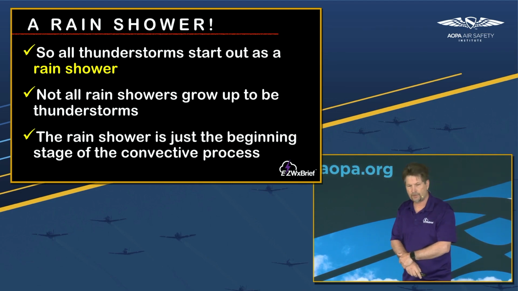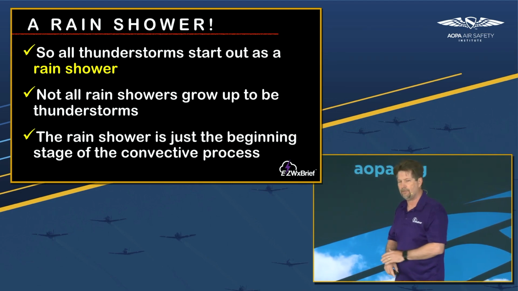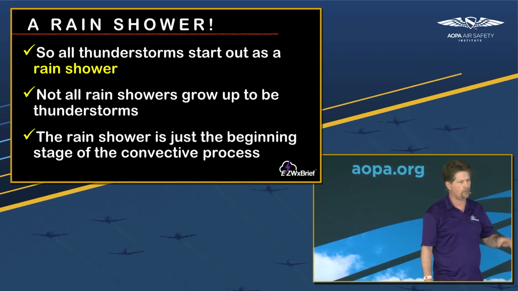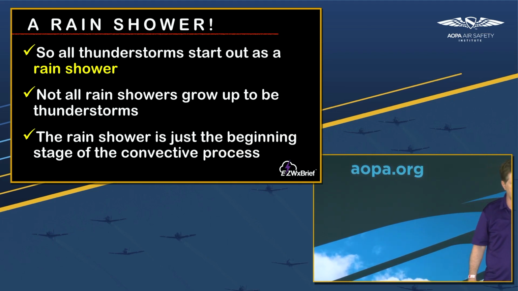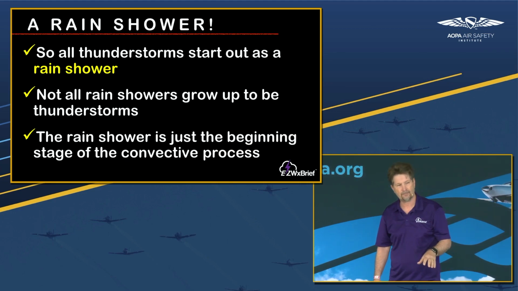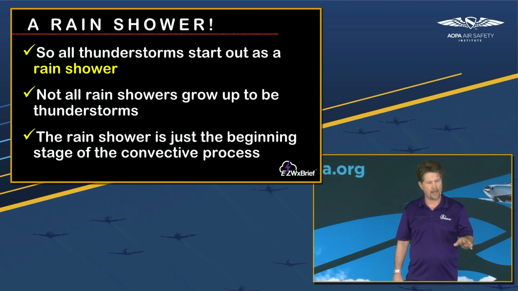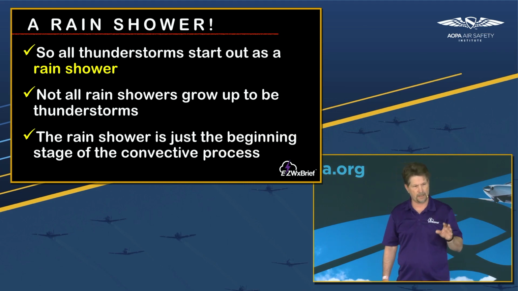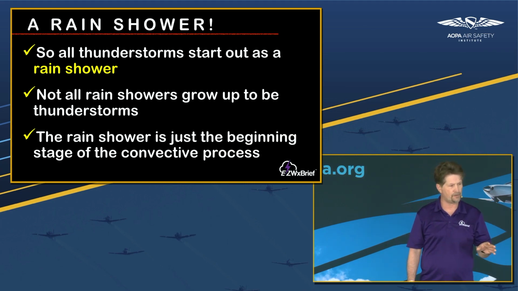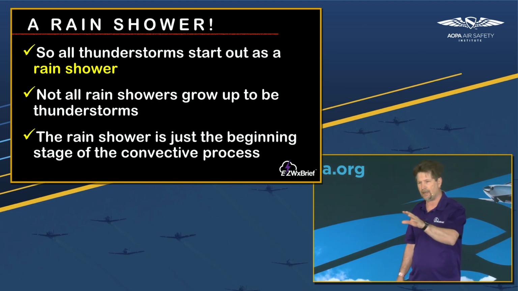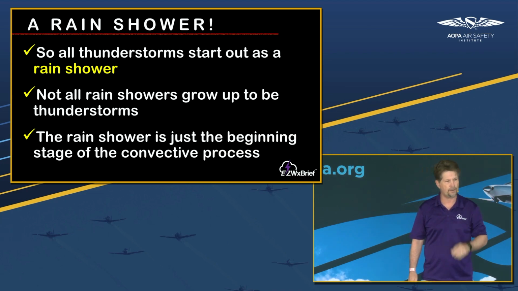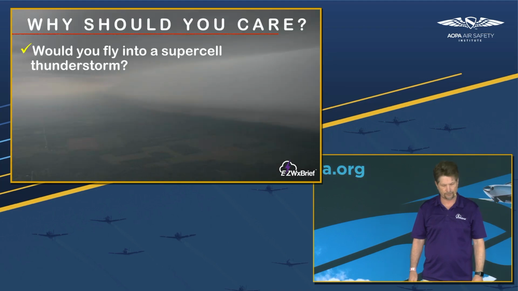So the rain shower itself is just the beginning of the convective process. That's that towering cumulus phase where we can get precipitation out of the bottom of the cloud. That's the beginning of the process, and for most of the aircraft that we fly, folks in here, rain shower is where we first see the first threats.